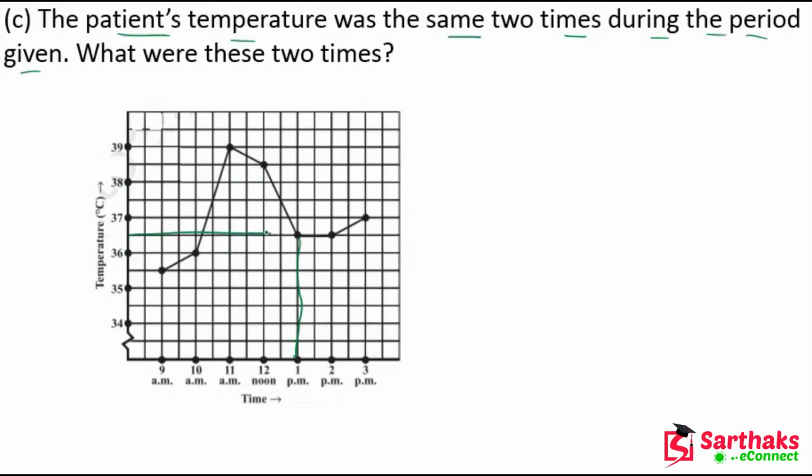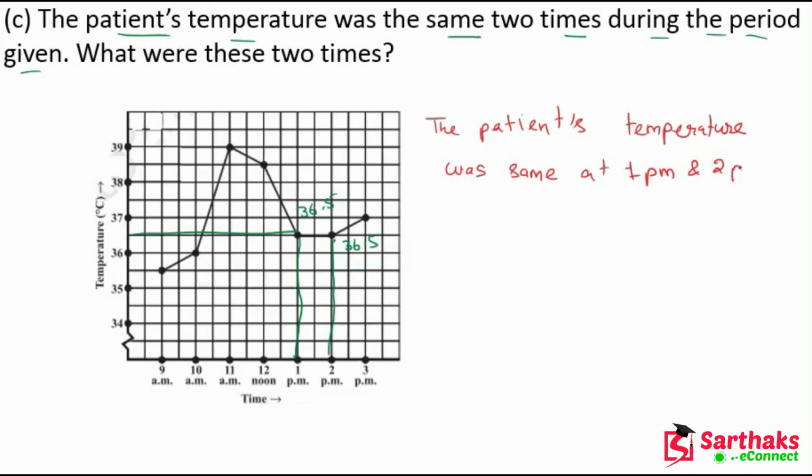Temperature is 36.5, and at 2 p.m. also the temperature is again 36.5. Okay, so we can write the patient's temperature was the same at 1 p.m. and 2 p.m.